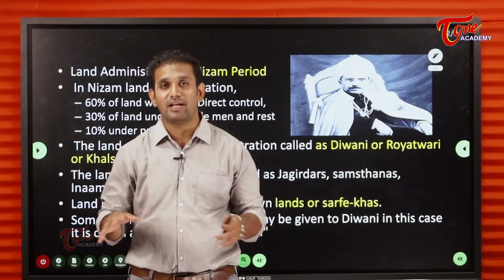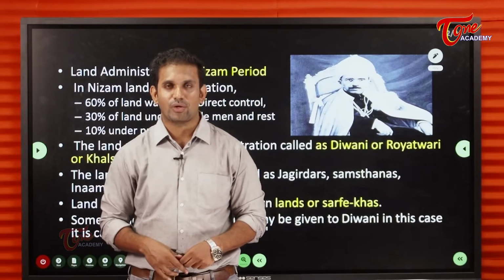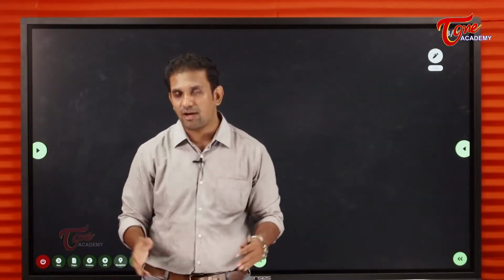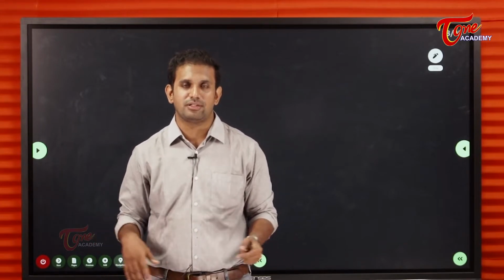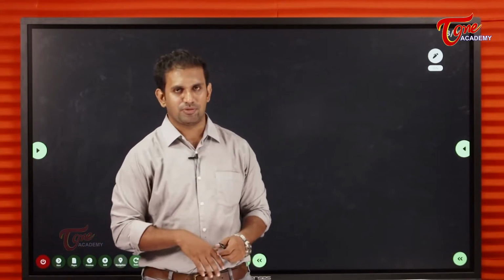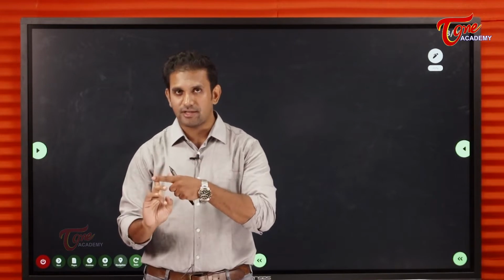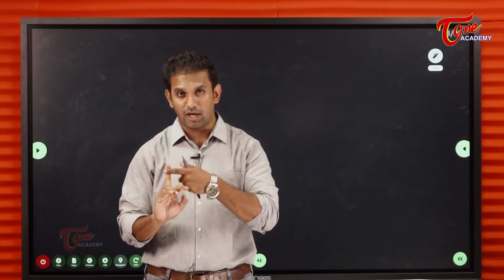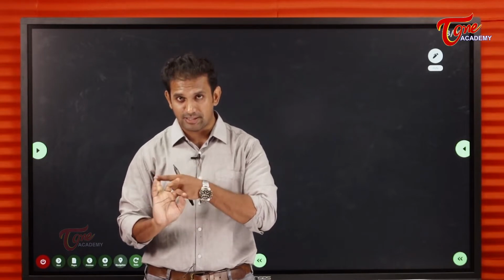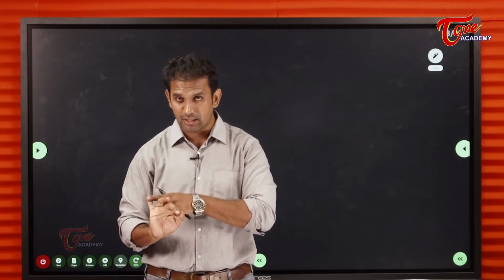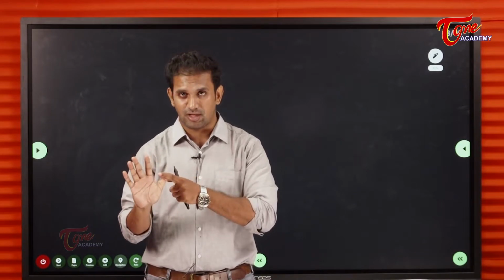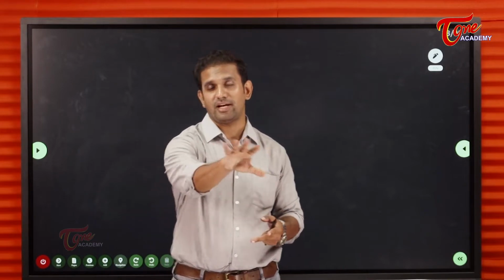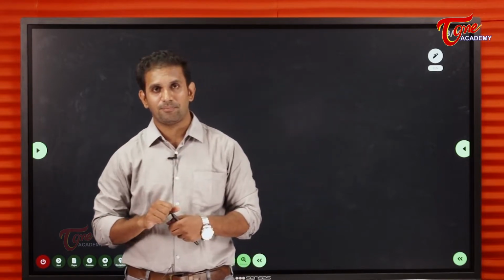We have seen about the land administration. I have told you that the Nizam land has been administered in 5 different types: Jagirdar or Inamdar, or you can say Jagir lands, Inam lands, Sarf-e-Khas lands, Diwani or Khalsa lands, and Samsthanas. So 5 different types of lands were there in the Hyderabad state.